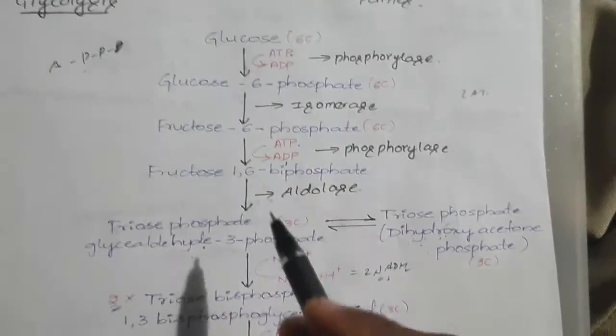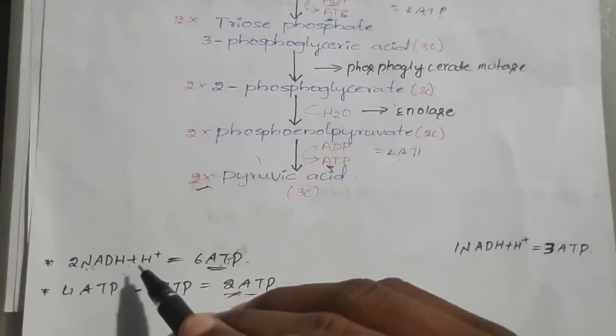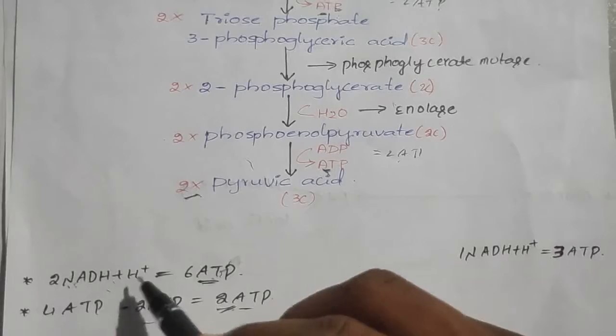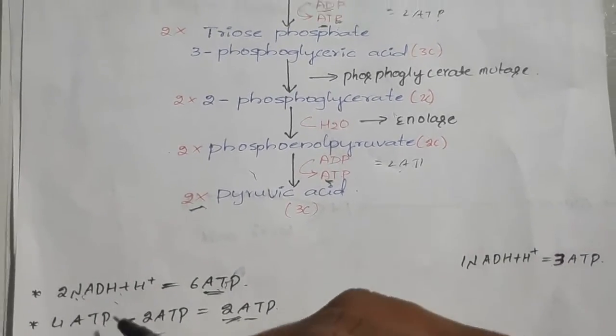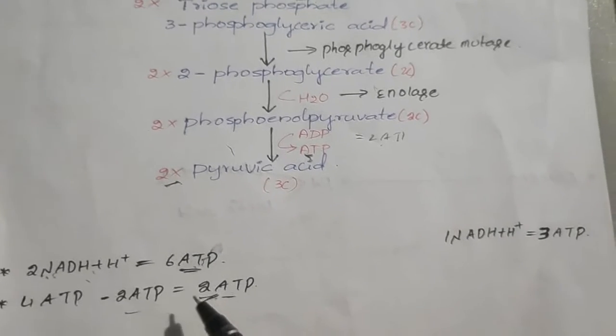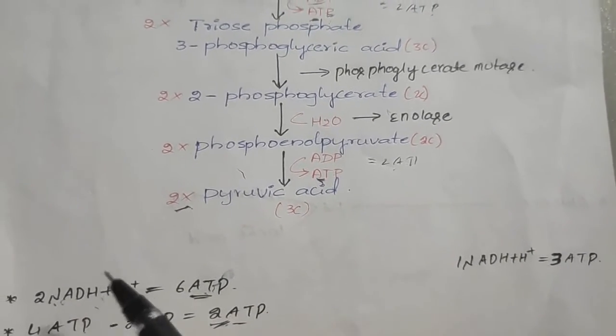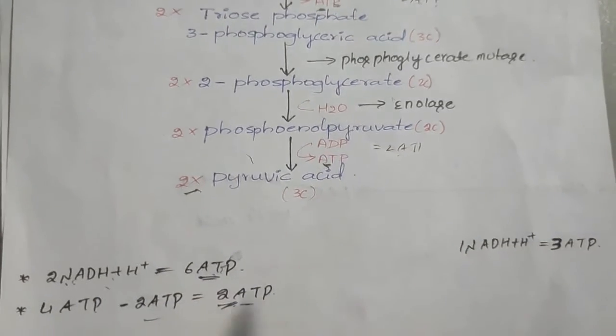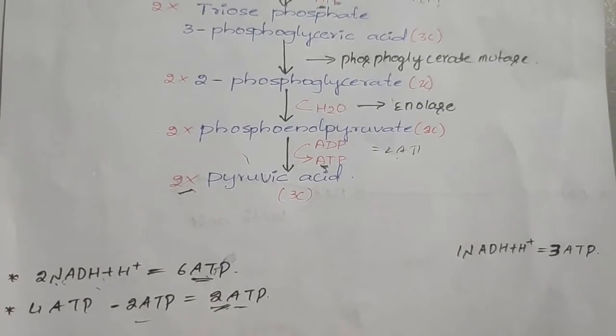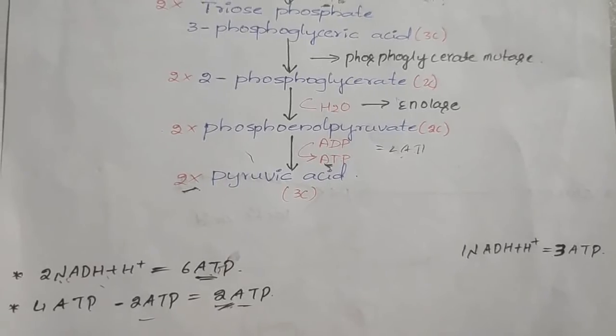See, in glycolysis we have got 2 molecules of NADH2 and 4 ATPs. Out of 4 ATPs, we invested 2 ATPs, so we should remove 2 ATPs. Therefore we have got only 2 ATPs and 2 molecules of NADH2 in glycolysis. Remember this: in glycolysis we have got 2 molecules of NADH2 and 2 molecules of ATP.